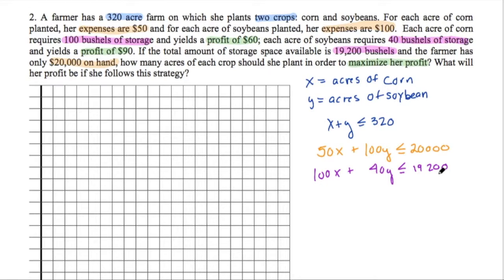Great, very exciting. We also simply know that we can't have negative corn or negative soybeans, so they must both be greater than or equal to 0. So that's our system of inequalities that we are ready to go ahead and plot on our axes here.